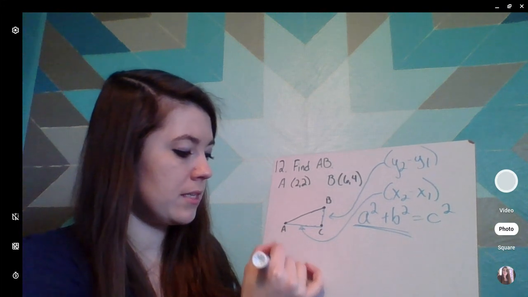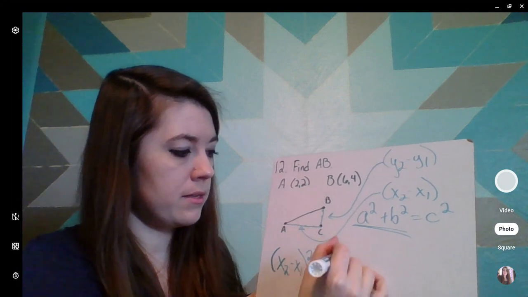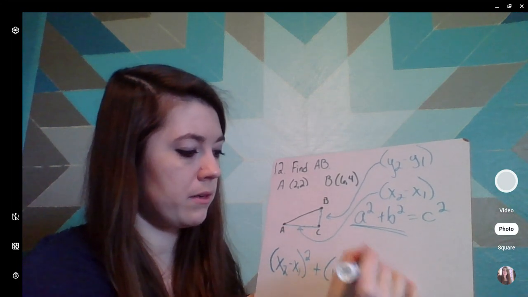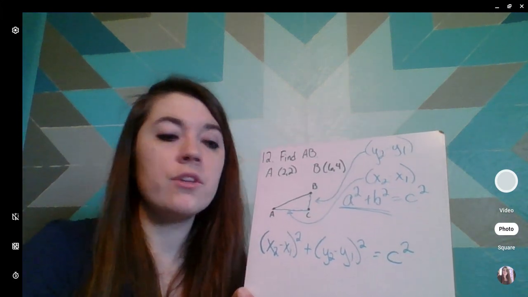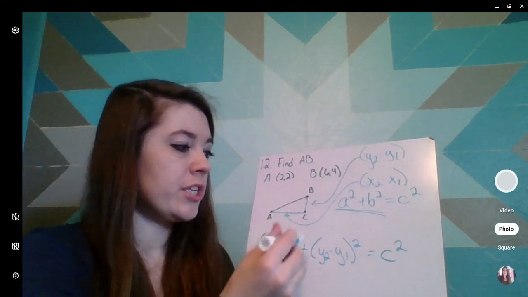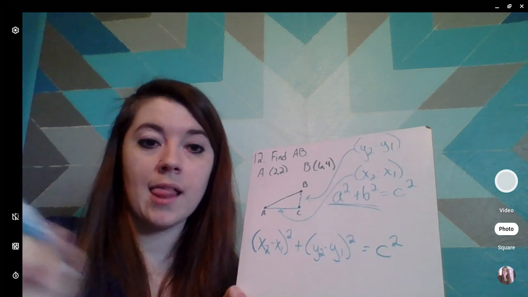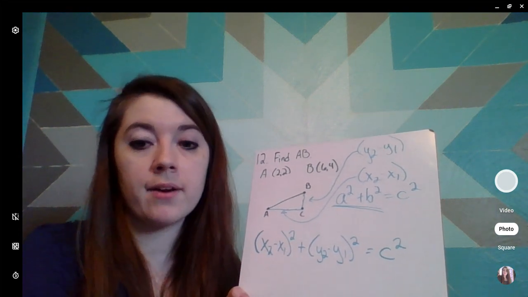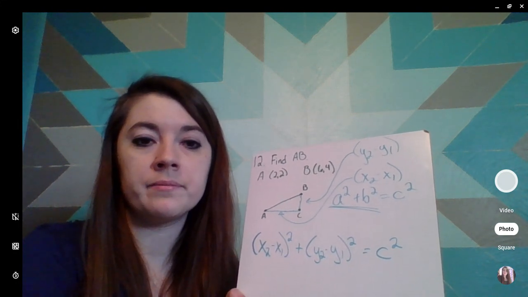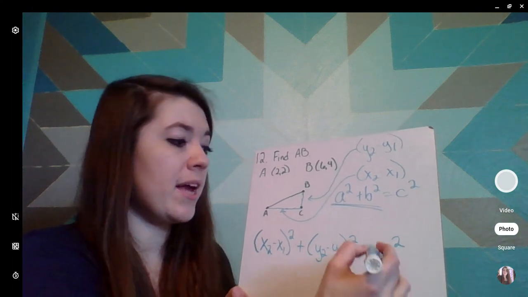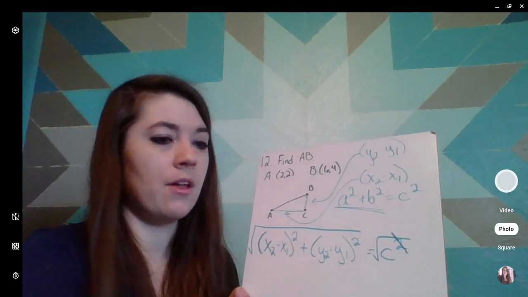And remember, the legs of the right triangle are our a squared and b squared. So to write this, we're going to say (x2 minus x1) squared plus (y2 minus y1) squared equals c squared. So now we have this right here. This is just taking what these two sides are from what we did in the last problem and applying it to the Pythagorean theorem. Now, what's the last thing we always do in the Pythagorean theorem? We take the square root because we need to get c all by itself. So take the square root of both sides. That's going to cancel that out.